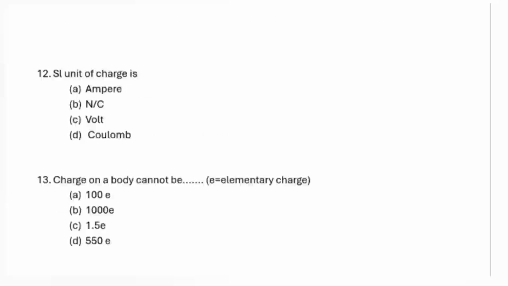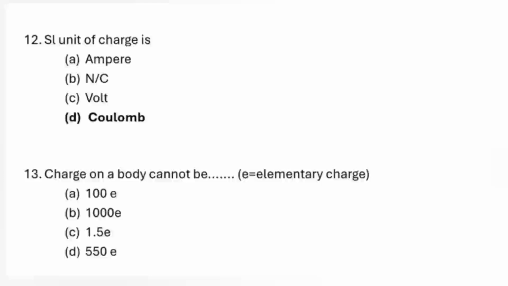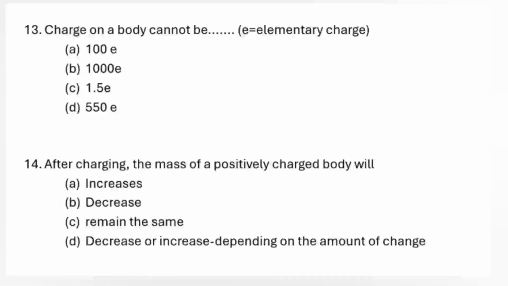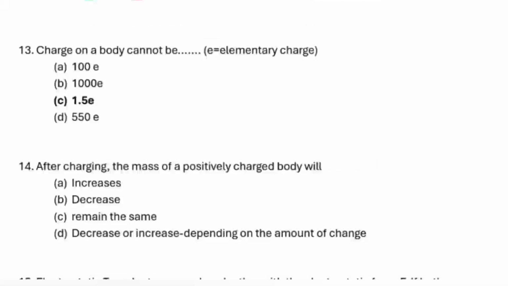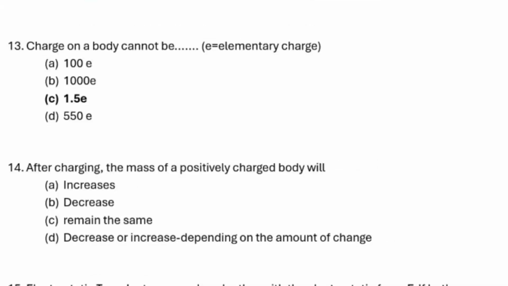Question number 12. SI unit of charge is option A ampere, option B Newton per Coulomb, option C volt, option D coulomb. Here the correct answer is option D coulomb. Question number 13. Charge on a body cannot be option A 100 elementary charge, option B 1000 elementary charge, option C 1.5 elementary charge, option D 550 elementary charge. Correct answer is 1.5 elementary charge.